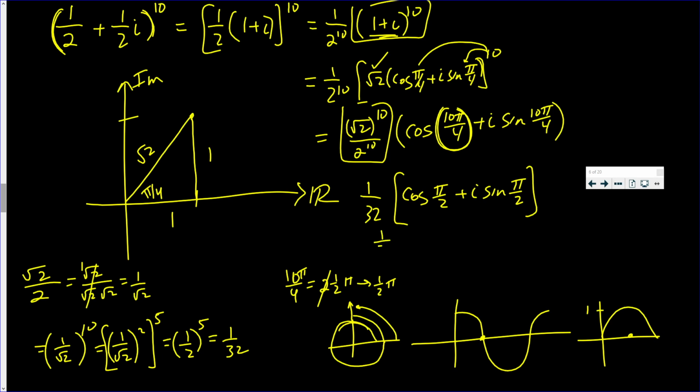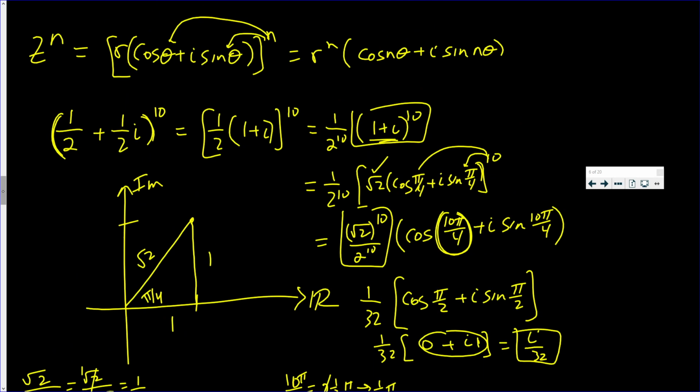So we get 1/32 times 0 plus I times 1, which is I/32. This is just I. So you get I/32. Now, what do we know about I/32? If you multiplied what I just boxed by itself 10 times, you would get I divided by 32. That's exactly what you would get.